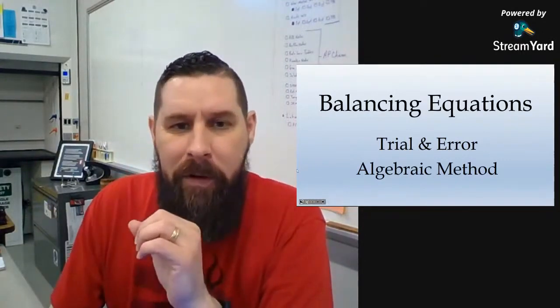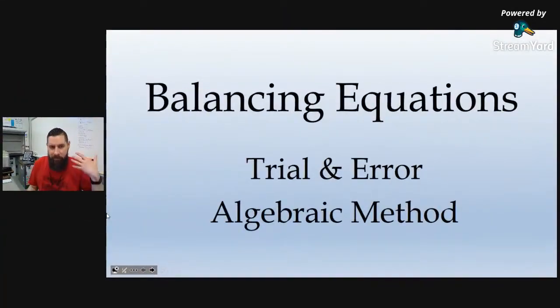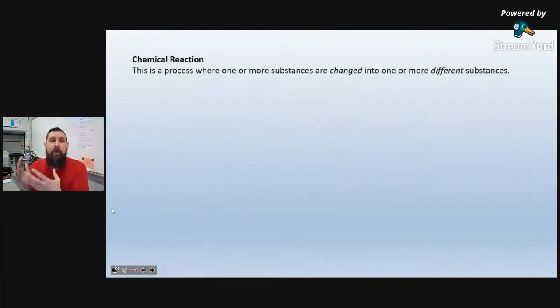Now, as always, before we start looking at the actual process, we need to get some terminology out of the way. So first off, what exactly is a chemical reaction? Well, this is just where we take one or more substances and we change those into one or more different substances. They undergo a chemical change. And hopefully, back in physical science, you learned the difference between chemical change and physical change. Well, anytime that there is a chemical change, that means that we've carried out a chemical reaction.